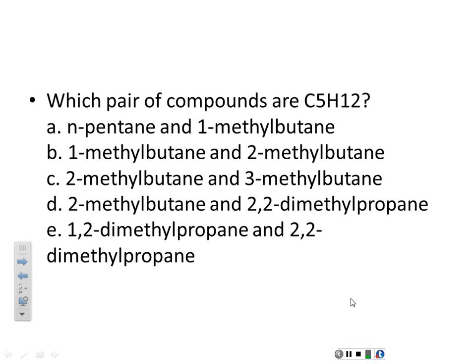So 2-methyl, 3-methyl. So in B, 2-methylbutane would be right, but this is not right. C is also not right. I'm not asking about 3, because you know 3-methylbutane is not possible. Can you explain why? Tell me, 3-methylbutane is not possible. Because it would actually be 2, because it's the shortest. Exactly. Very good. You could start from here.